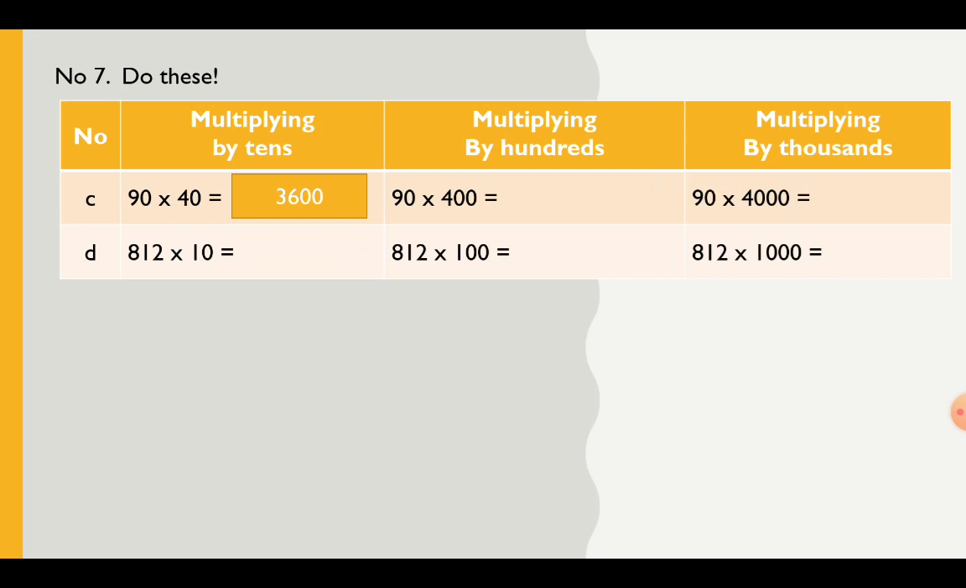And then 90 times 400. Is it still the same? 9 times 4 equals 36. The total we have 3 zeros. So the answer is 36,000. 9 times 4 again becomes 36. And then we have 4 zeros. So the answer is 360,000. And then the next question is also the same.